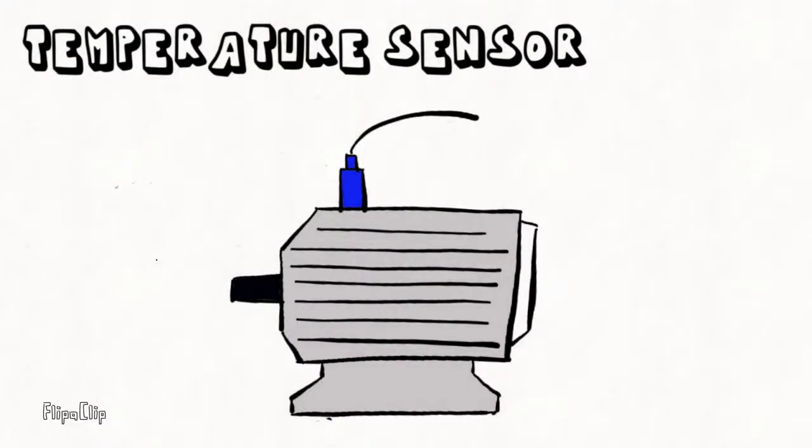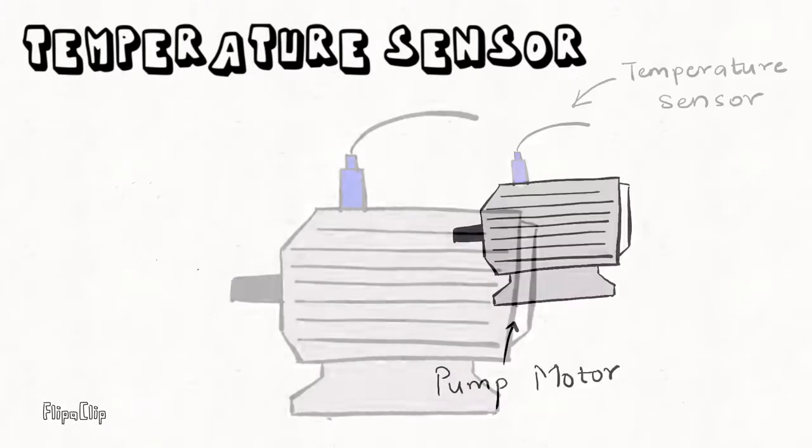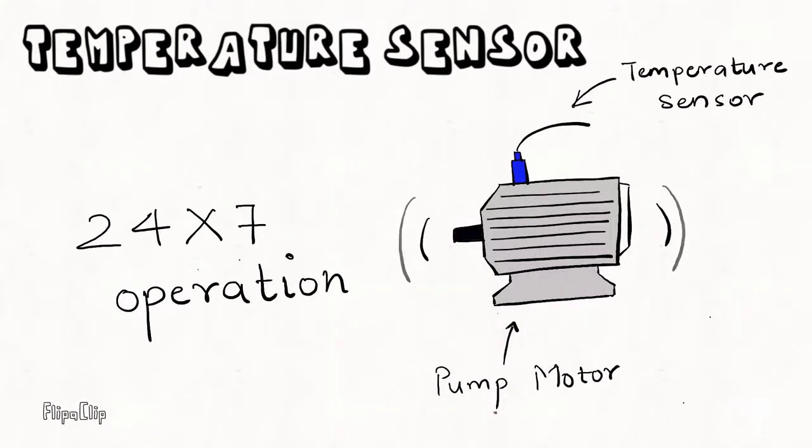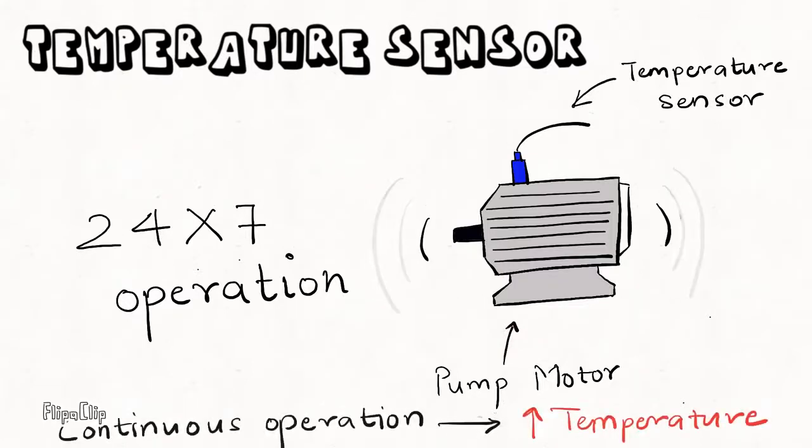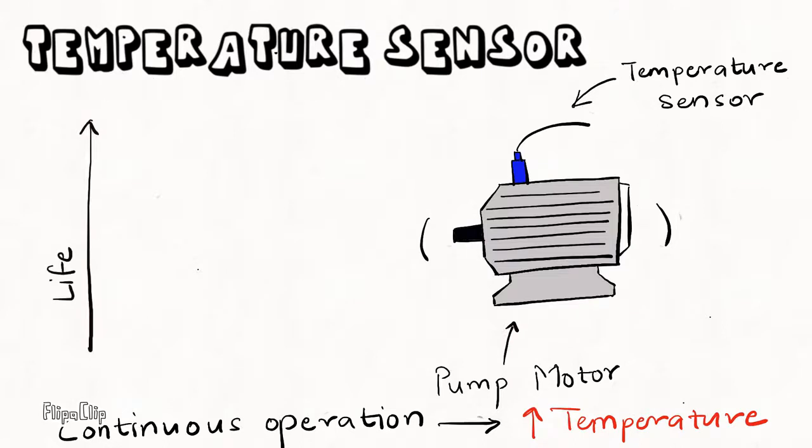Here we consider a pump motor equipped with a temperature sensor. In a power plant, the pump motor is in operation continuously for 24 hours. Hence, the motor temperature can reach critical values. If we plot the life expectancy of the motor against the temperature, we can see it has a negative slope.